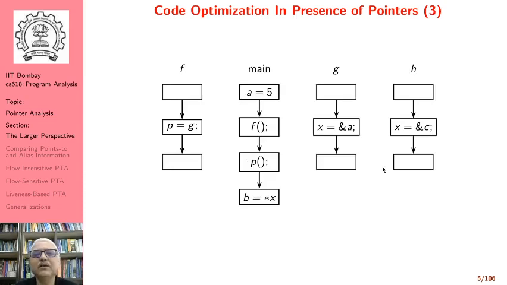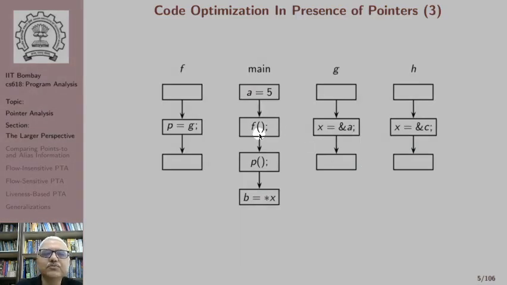Here is another interesting example of the kind of optimizations that we can do, and this brings out a range of things that we have to keep in mind when we do points to analysis, or a range of things that points to analysis can enable. So here we have the main program which calls procedure F. Procedure F does an assignment P is equal to G. Note that P is a pointer to a procedure, so a call is being made using P, and we could have P pointing to either G or P pointing to H.